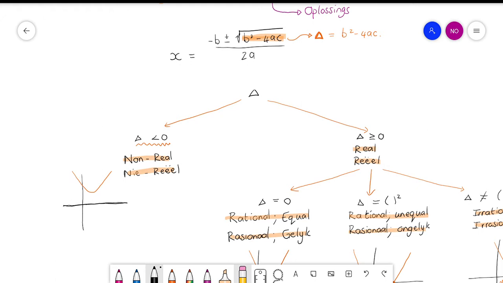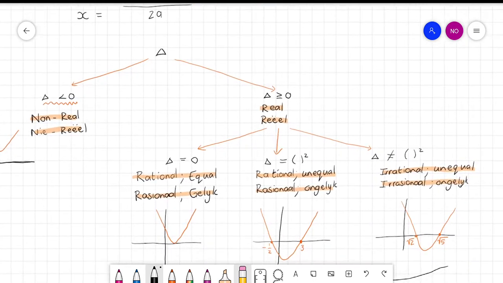En dan wil ek amper sê is dit maklik, dan is jy klaar gepraat. So there's one scenario where you only have to say one thing about the nature of the roots, and that is when they are non-real. Dan kan jy net sê, wel, hulle is nie reëel nie, so ek kan niks verder van hulle sê nie, klaar.